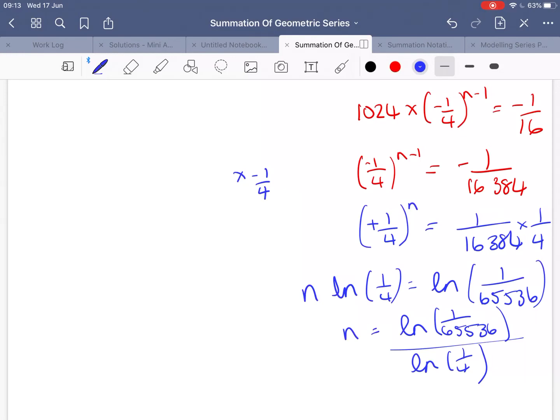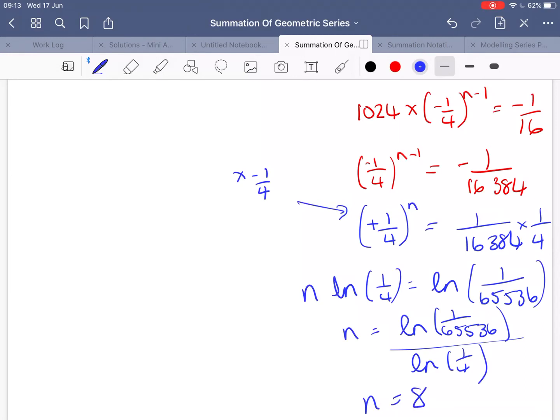Okay, so natural logarithm of 1 divided by my answer, divided by the natural logarithm of a quarter, and you get n equals 8. Now whenever you've had to do something like this, I would always check, because what I did here wasn't strictly mathematically correct, because it depends on whether n is odd or even. Chances are it is going to be correct, but I would always check.